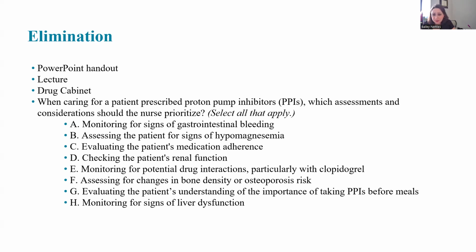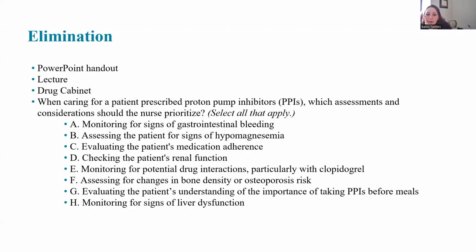I'm gonna say no. The way I read this is monitor for signs of GI bleed. It's not assessing their current GI bleed. It's not assessing for worsening GI bleed. This means when I read this, monitor for signs of GI bleed, to me that means the PPI is causing it, and PPIs do not cause it, they fix it. So no, not A.